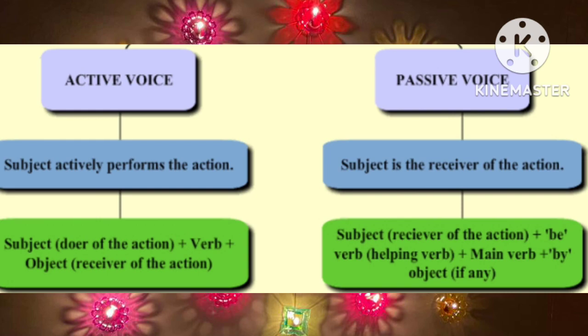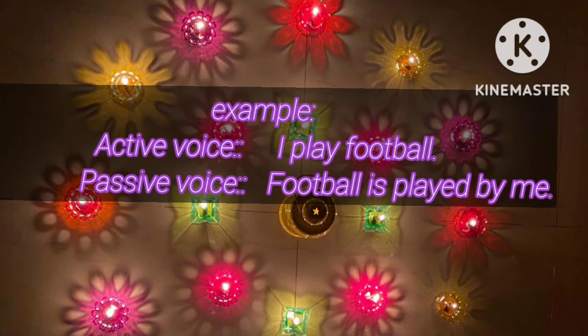Let's take an example. I play football. I is subject, play is verb and football is object. But what is its passive form? Football is played by me. In this sentence, the action's target is the focus and the verb played acts upon the subject I.